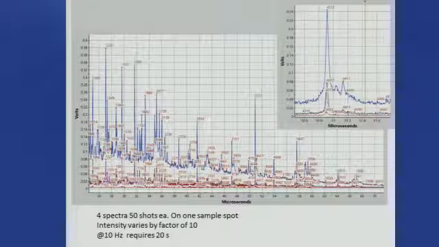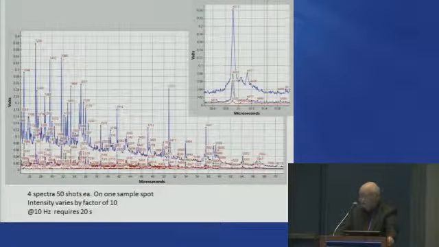This is 4 different spectra of 50 shots each on one sample spot, but moving to different places on the sample. And you can see the intensity varies actually by about a factor of 20. And this at 10 hertz, it would take 20 seconds to produce this, and this is about as long as people would do it. But if you look at this, you say, well, gee, this is not quantitative. And in fact, in many samples, you would see different spectra from different spots, so that's even more complicated. So this is where this conclusion comes from, and it's perfectly valid if you do it that way.